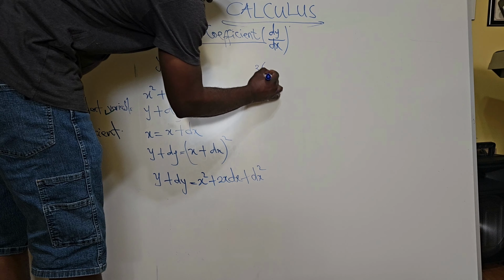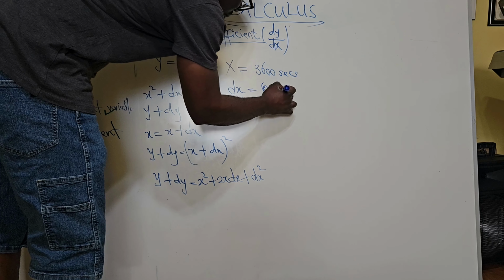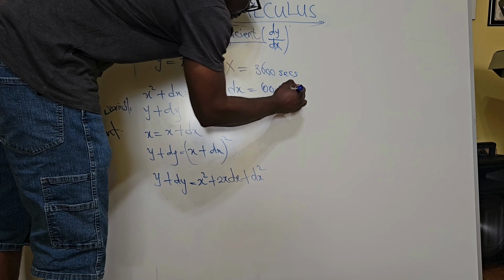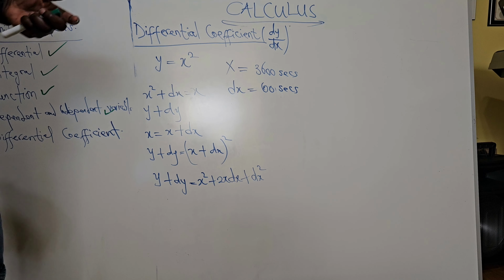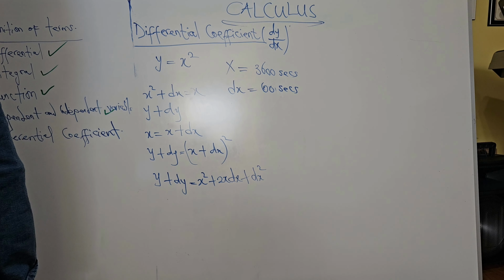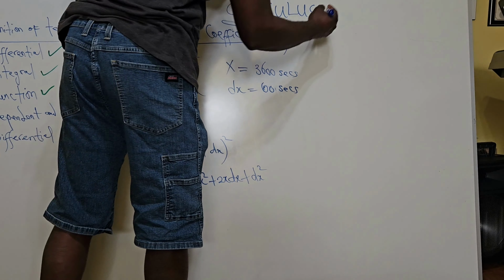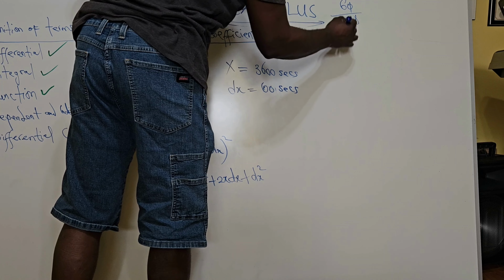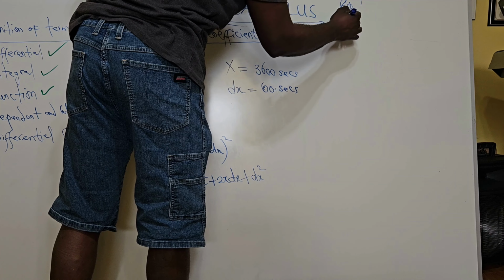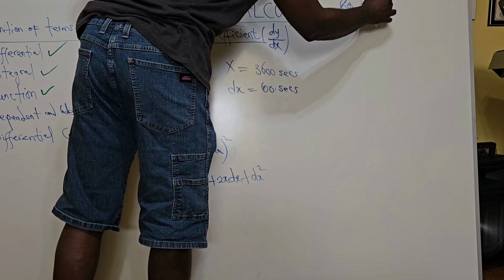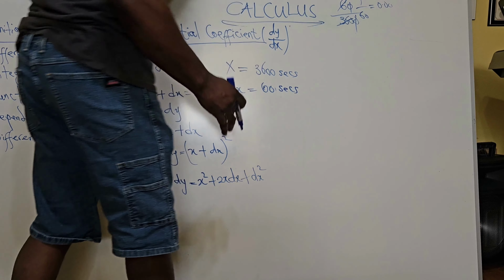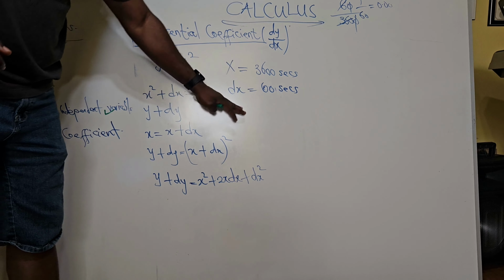That's your x. And then you took a little bit of that time. Let's say the time you took with dx, a little bit of time out of this 3600, which is 1 hour. Let's say you took 60 seconds. 60 seconds, which is 1 minute, is very small compared to 3600 seconds. If you want to check, 60 divided by 3600 is 0.0166 something. So it's very, very small. So this is the first order.